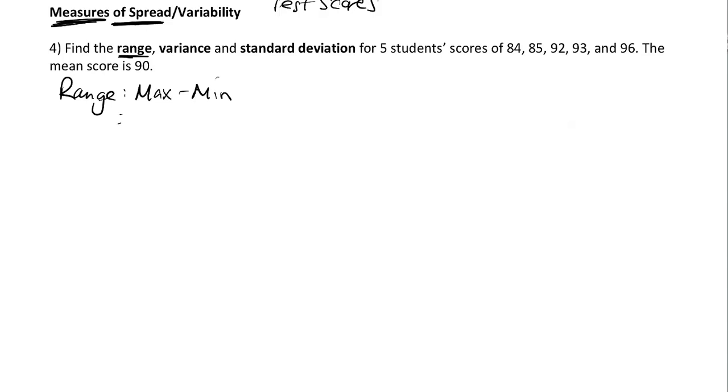The range is just the maximum score minus the minimum score. So for this particular data of 5 student scores, the minimum is 84 and the maximum is 96. So we would do 96 minus 84. That would be a range of 12. That would be a helpful statistic.